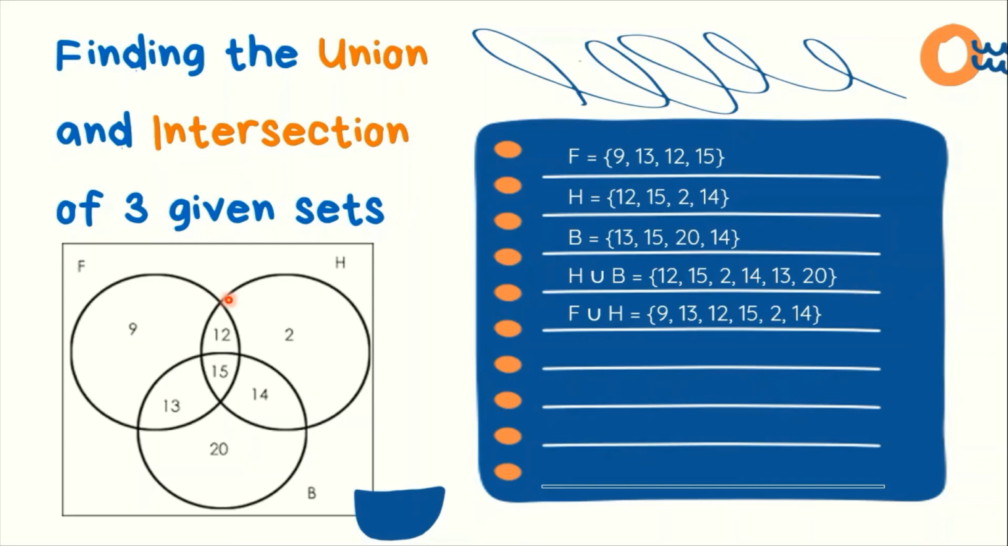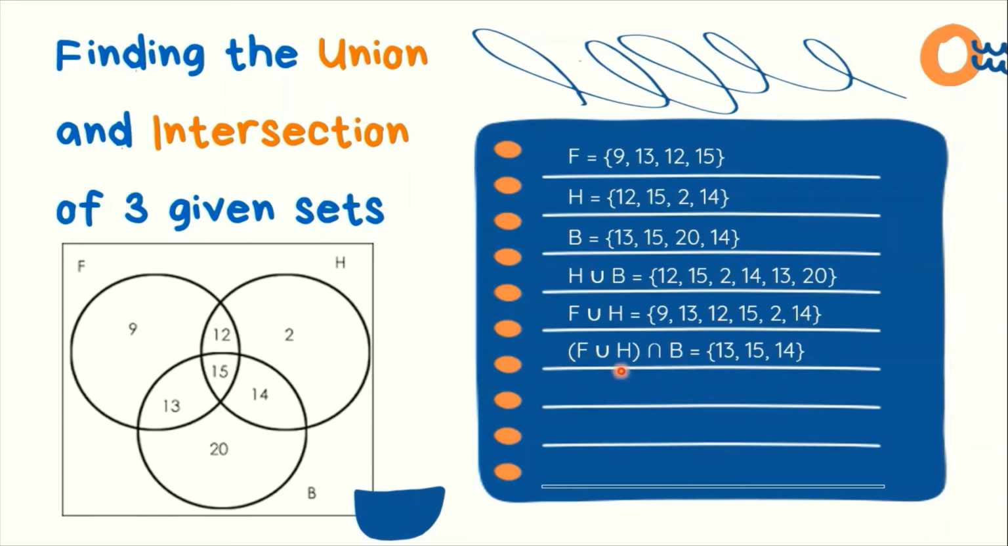Next naman, sa union tayo ni set F at ni set H. So, ganun din, pag union, yung common elements ay once lamang ililista. In this case, yung nasa gitna ni F and H ay 12 and 15. Tapos, the rest ng kanilang other elements ay listed din. Just like this.